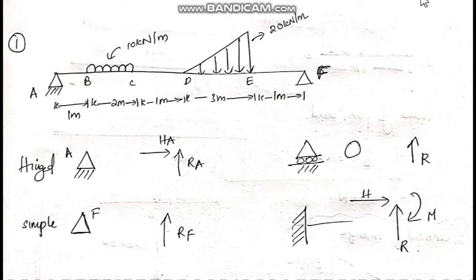As I told, 1B and 2B will be questions from beams. As you can see here, a beam is given in the question which has two supports at A and F. The support at A is a hinged support, and at F is a simple support. The other two supports you have are a roller support and a fixed support.